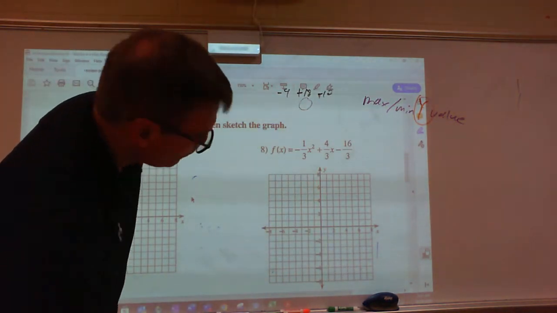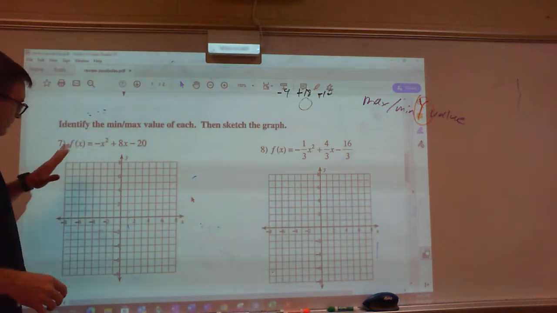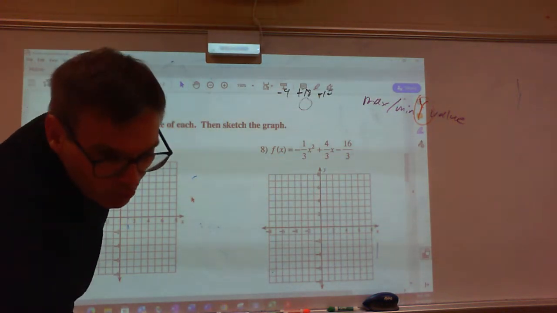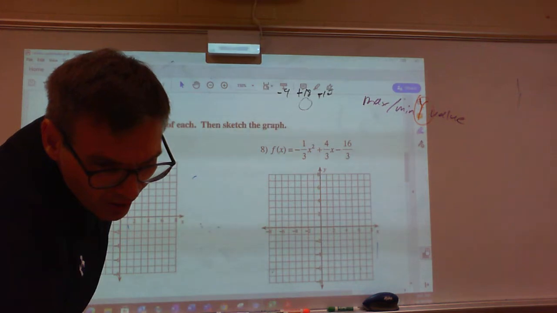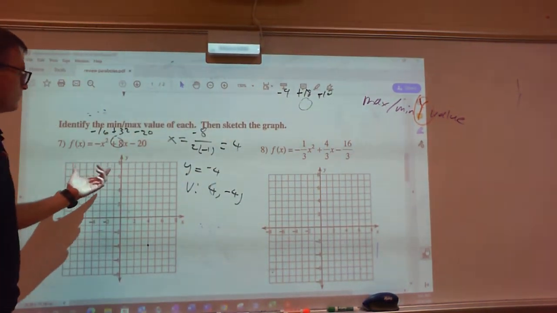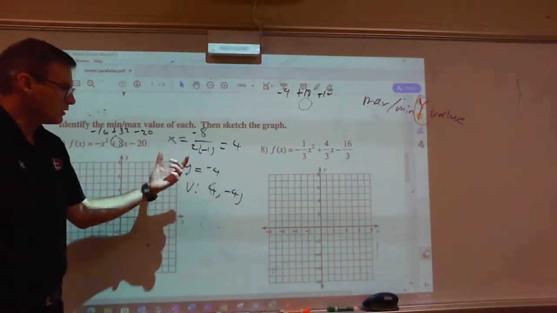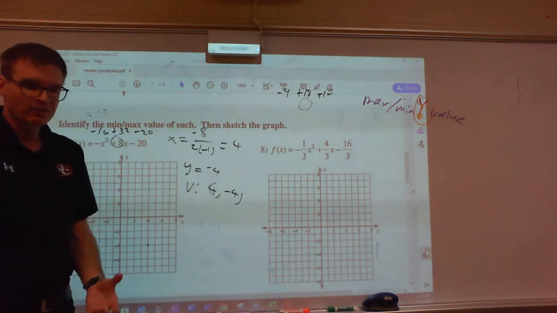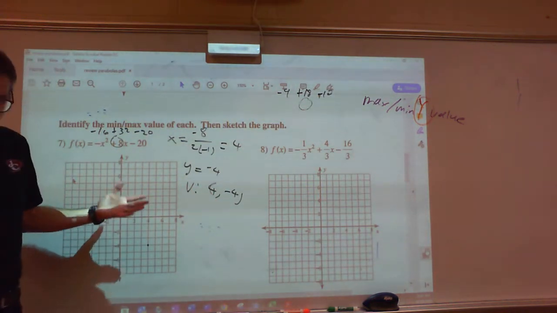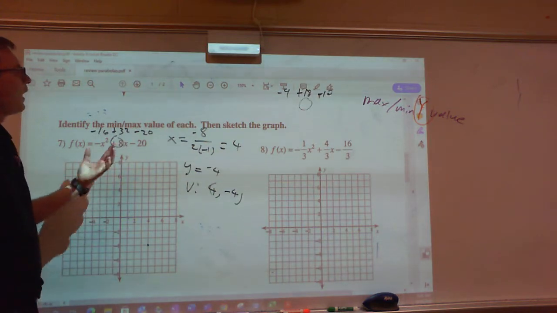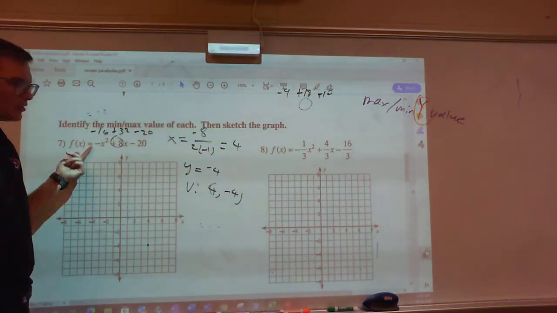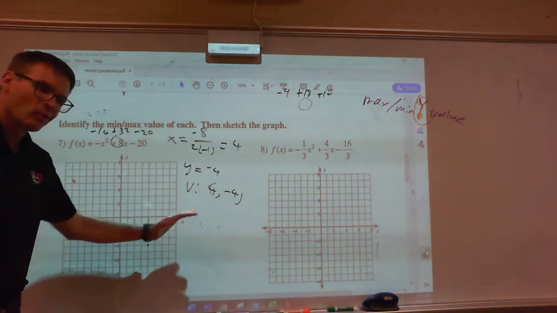So what I want everyone to do, number 7, we go through and find our vertex. The vertex is (4, -4), so I plot the point (4, -4). There's a minus sign, so I know it's turning down.